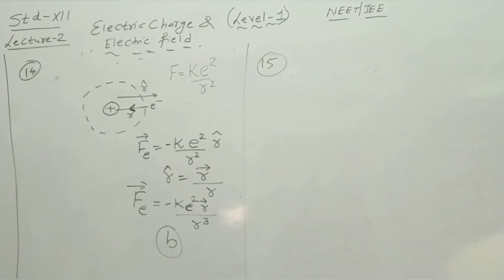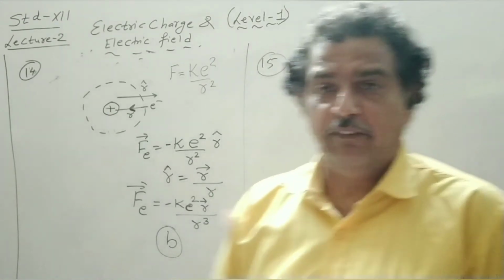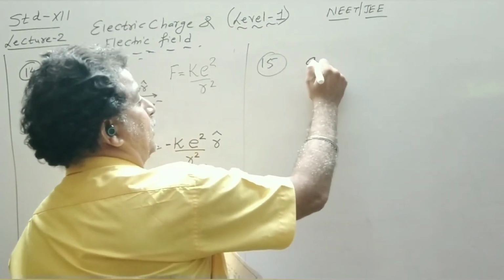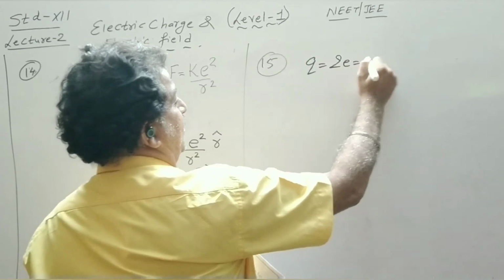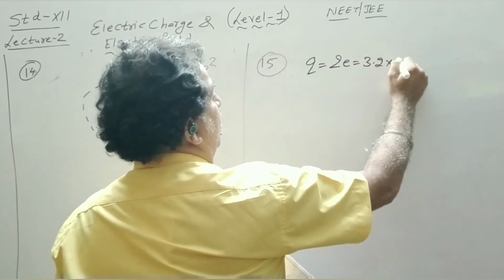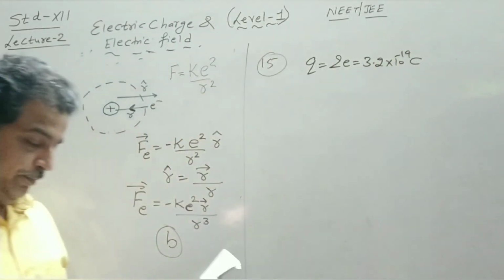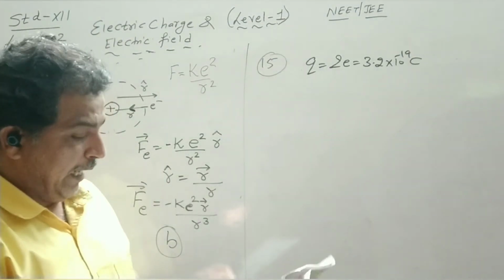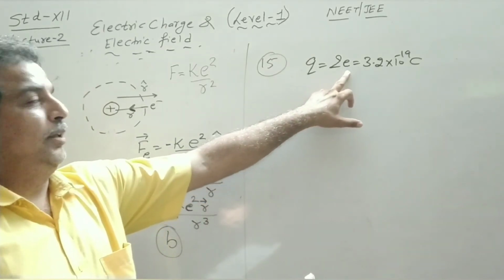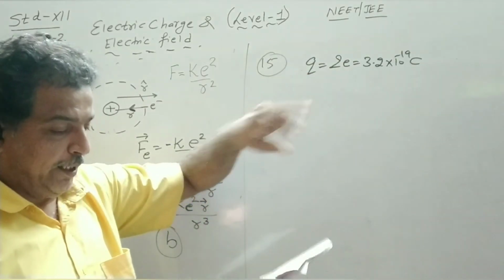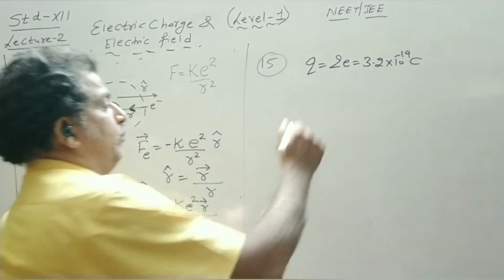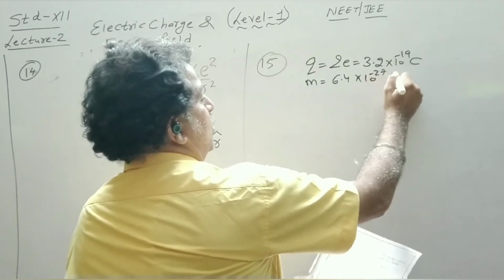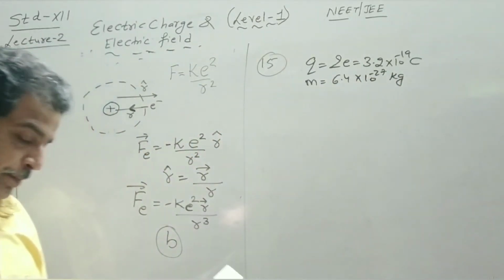Again it is easy. An alpha particle of mass is given. We know that the charge of the alpha particle is twice e, that is 3.2 into 10 raised to minus 19 coulomb. Alpha particle means a helium nucleus. Anyway, the charge is 2 protons. Helium consists of 2 protons, and they have given this value also. The mass of the alpha particle is 6.4 into 10 raised to minus 27 kg.